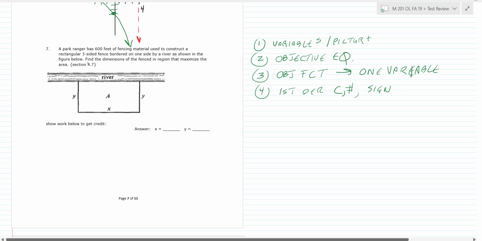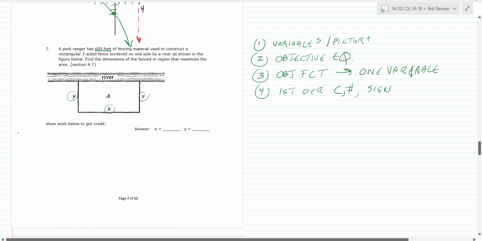So when we read this problem, it says that a park ranger has 600 feet of fencing material used to construct a rectangular three-sided fence bordered on one side by a river, shown in the figure below. Okay, so you have three dimensions. You have y, and then you have x. So we've identified our variables.